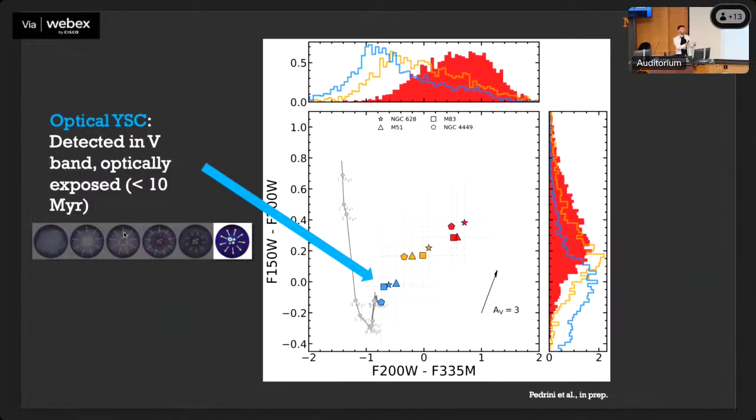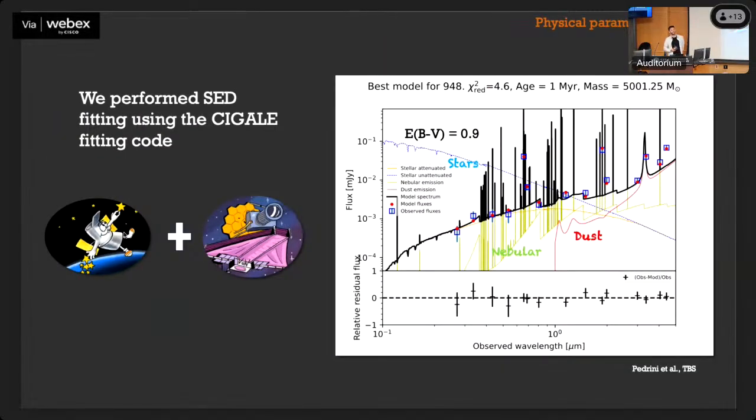We need to understand what the properties of these clusters are, what the ages of the clusters are, as Chiana also talked a lot about, and what the masses of star clusters are. So to do that, we did SED fitting using the Sgr SED fitting code, using both HST and JWST. We have a lot of bands, both broadband and narrow band lines, which are very useful in tracing the ionized gas. So with Sgr we can basically model the star emission.